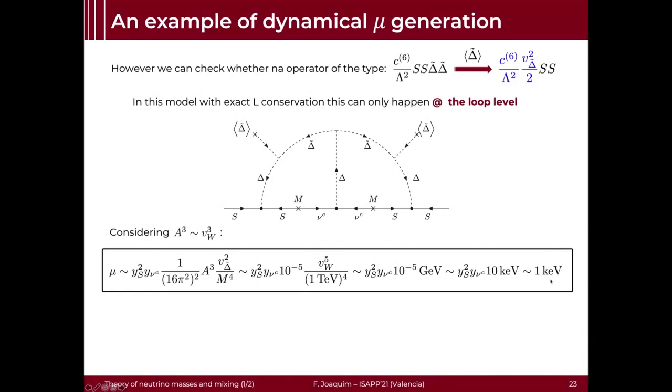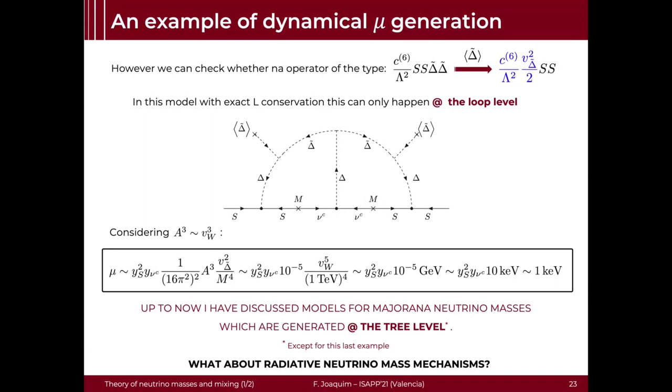So you see, there are other options, there are other ways of doing this. This was just one example that I remembered, just to illustrate that one can actually get a naturally small mu parameter, which we need to explain the smallness of neutrino masses, with relatively low scale fermions entering into the game. So up to now, we have discussed models for Majorana neutrino masses which are generated at the tree level.